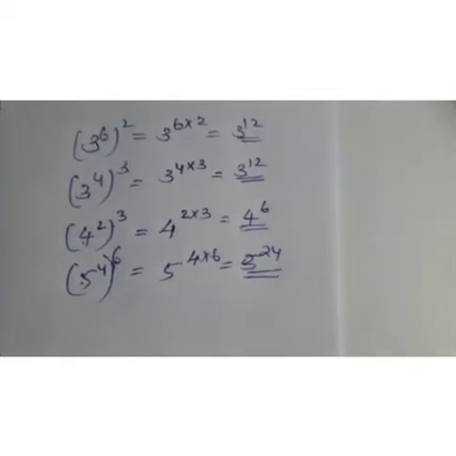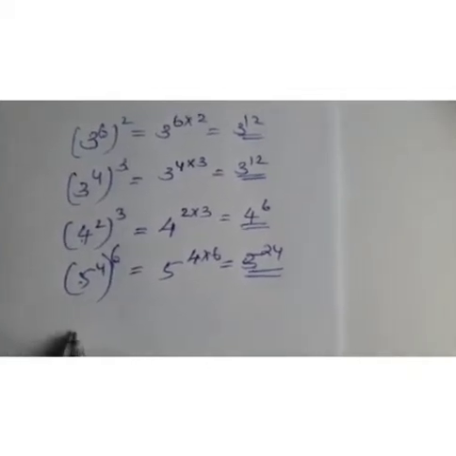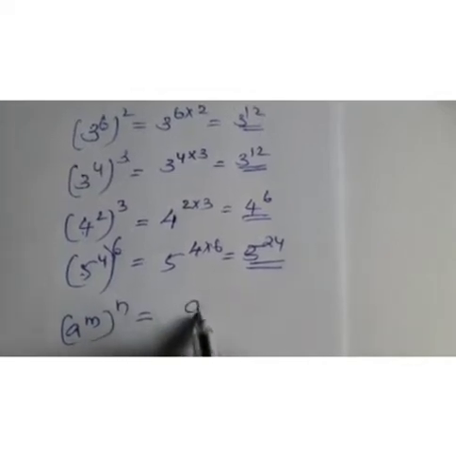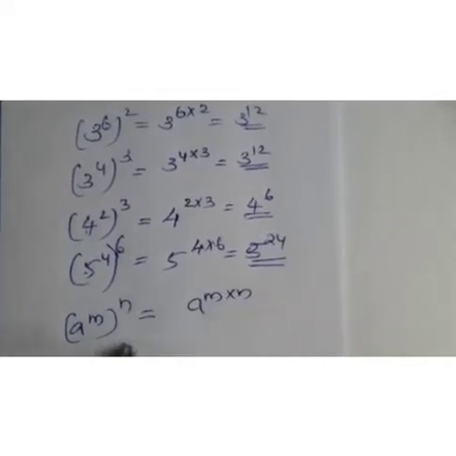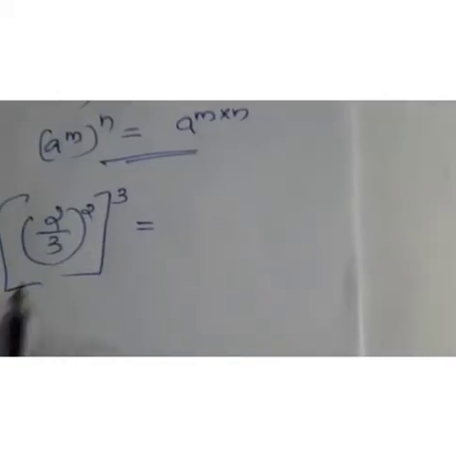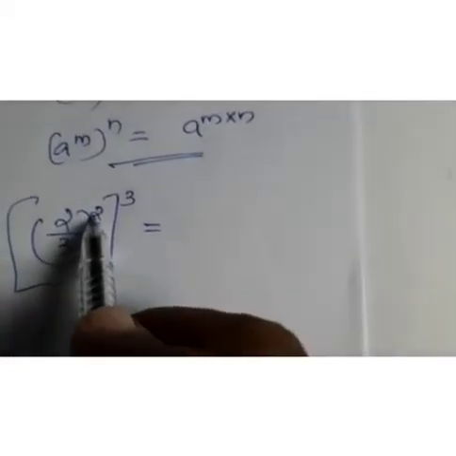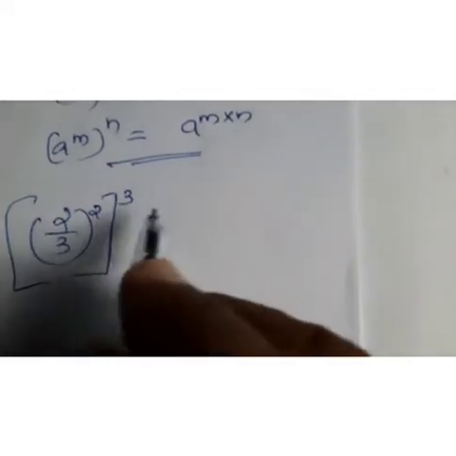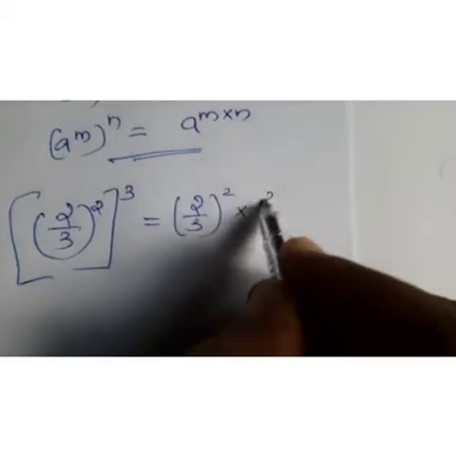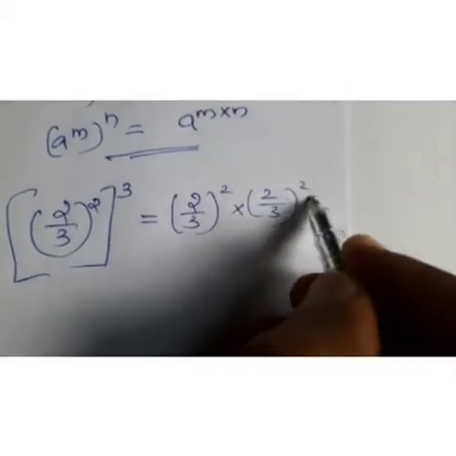So this is the general form. What is the general form again? See this one. a raised to m whole raised to n is equal to a raised to m into n. That is the general form. How will you write this one? 2 by 3 raised to 2 whole raised to 3. 2 by 3 is a fraction. Multiplied how many times? 3 times.